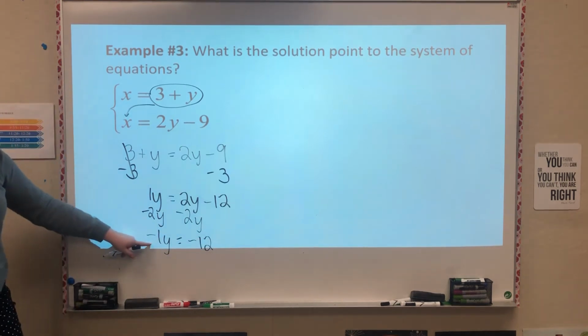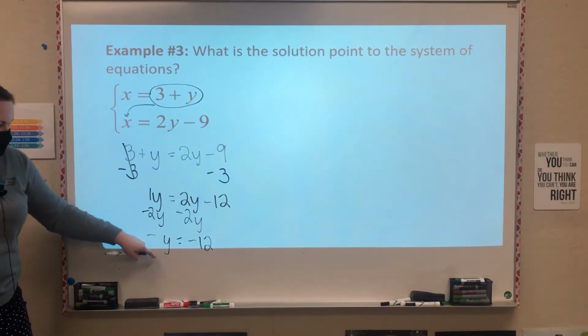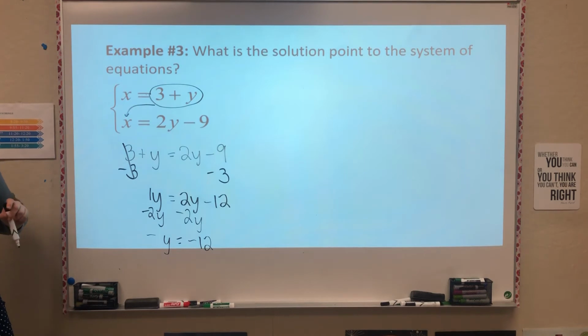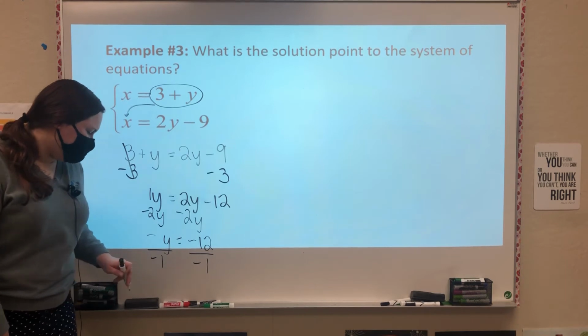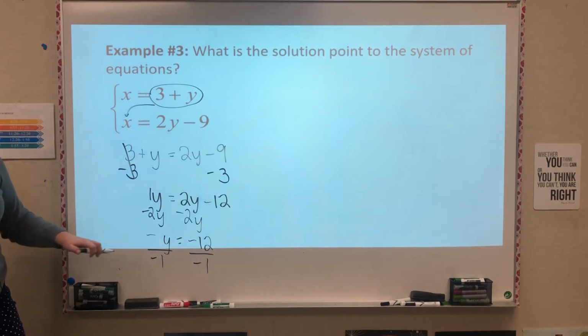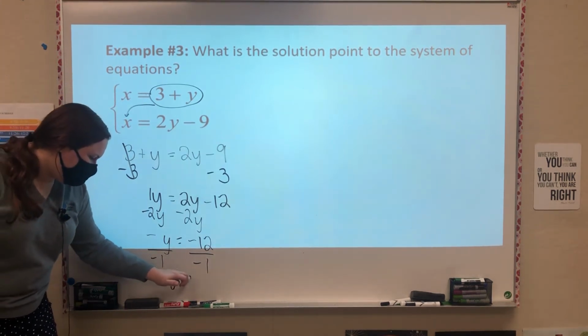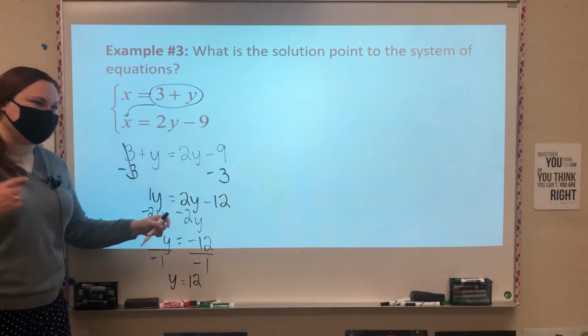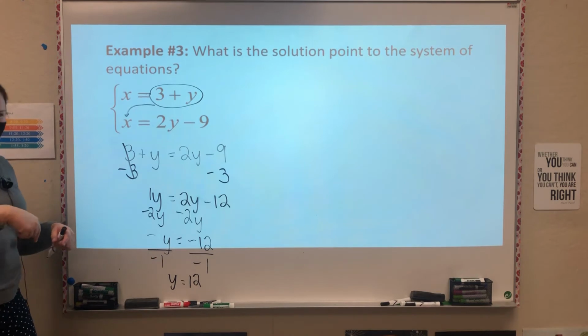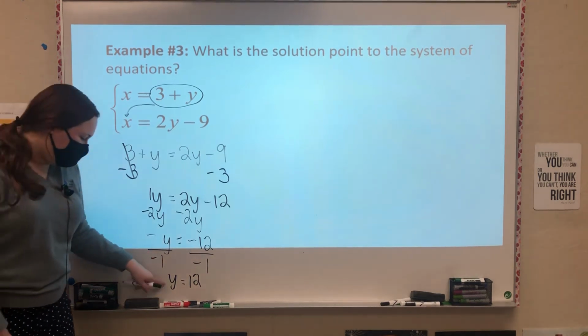You could also see instead of -1y, just -y. So we've got -y equals -12, and then you divide by -1, which gives us y equals 12. The way I like to think of it is -y equals -12, then y equals +12. So we've got our y equals 12.